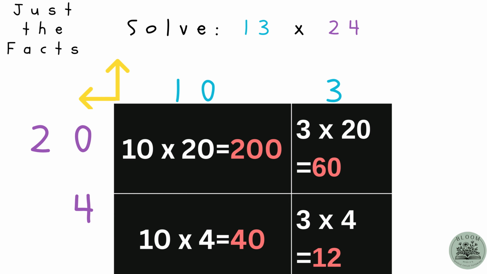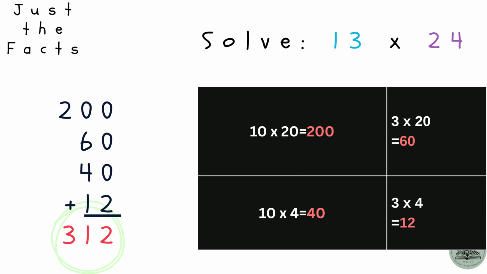So far, I have a partial product of 200, 60, 40, and 12. Let's add them all together. When I add them all together, my final product is 312.